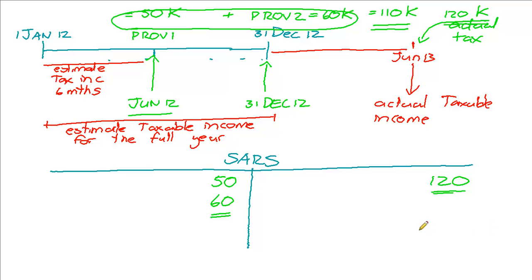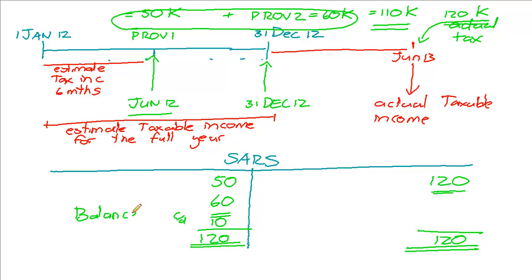If we total up the credit side, it comes to 120. If we total up this side, it comes to 110. So we can write the bigger one on both sides. This means I've got a balance that I need to carry down to the other side. My final balance brought down is going to be 10,000 Rand on the credit side, which means that I actually owe money to SARS.